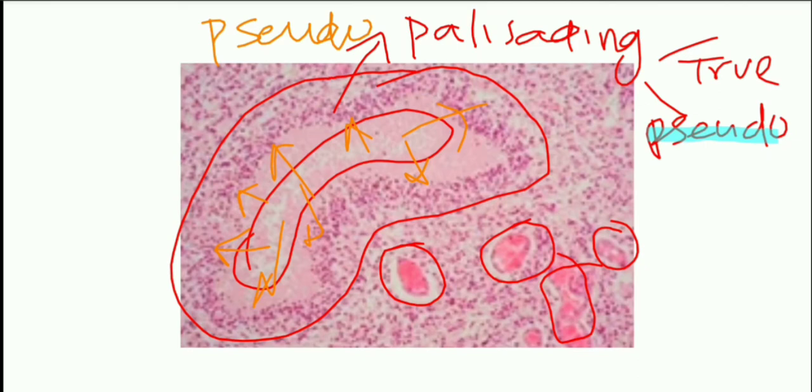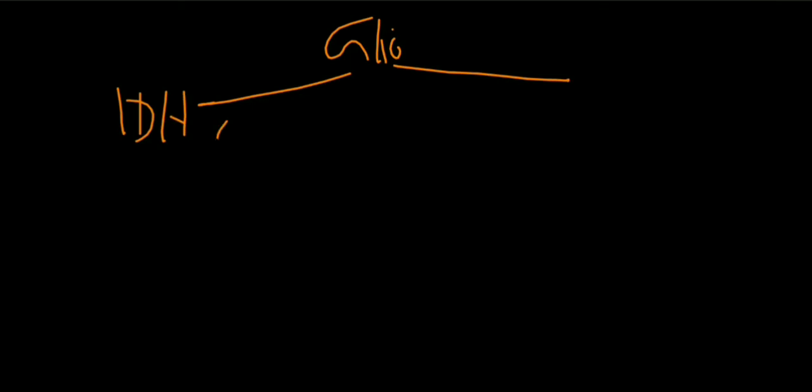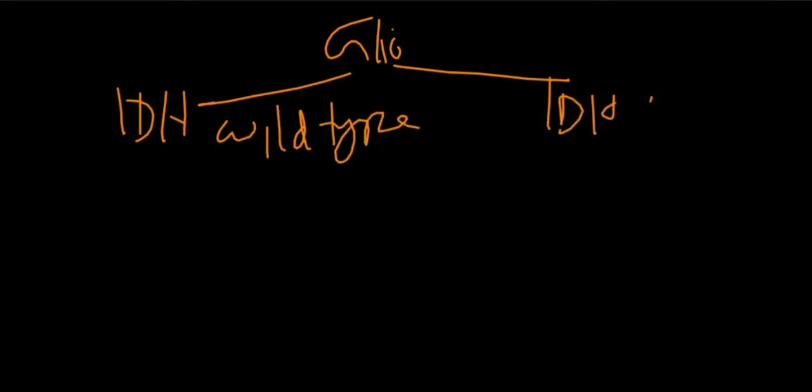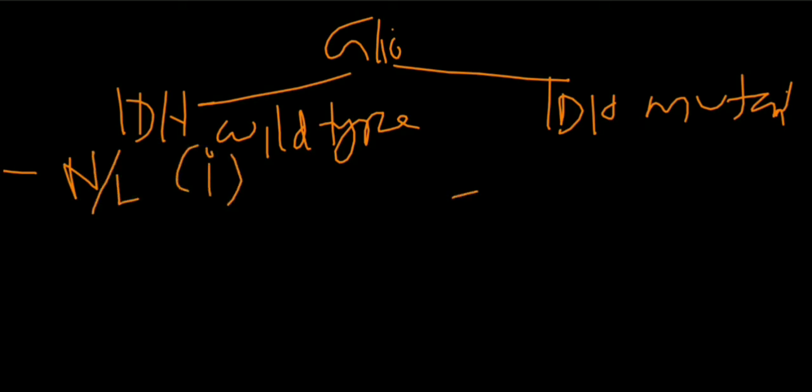Now let us see the genetic different types of glioblastoma. It can be IDH wild type or it can be IDH mutant type. So IDH wild type arises from the normal brain cells. That means it is primary. Whereas here it is secondary. So secondary means it is arising from prior tumor cells.